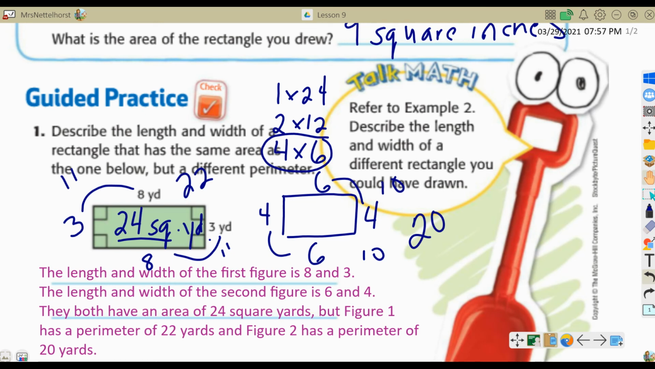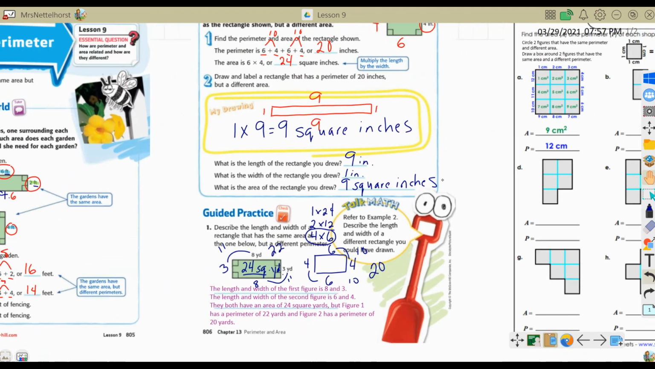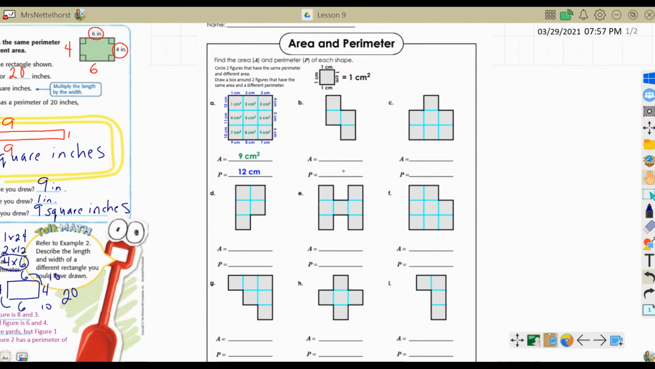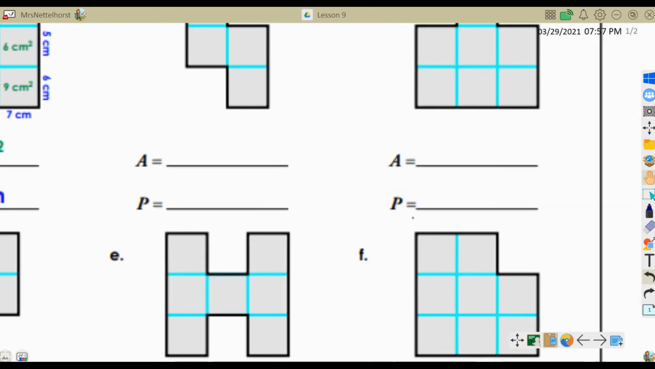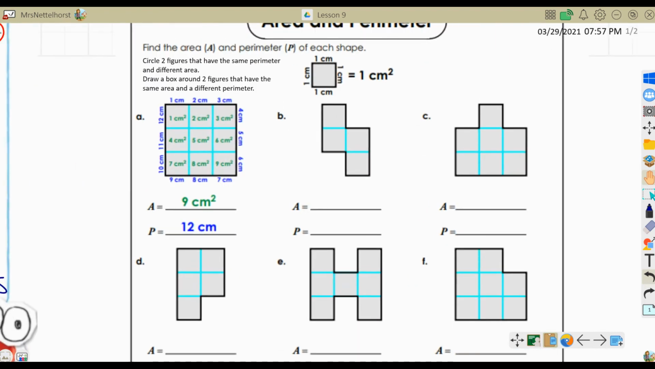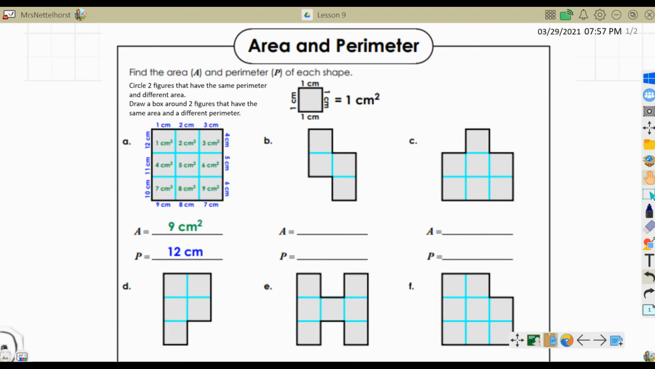Okay, let's move on to the independent practice. For everybody that's not in my class, you can stop the video now and go on with the assignment your teacher gave you. For my class, here is what you guys are going to do. Now, I added directions to this.